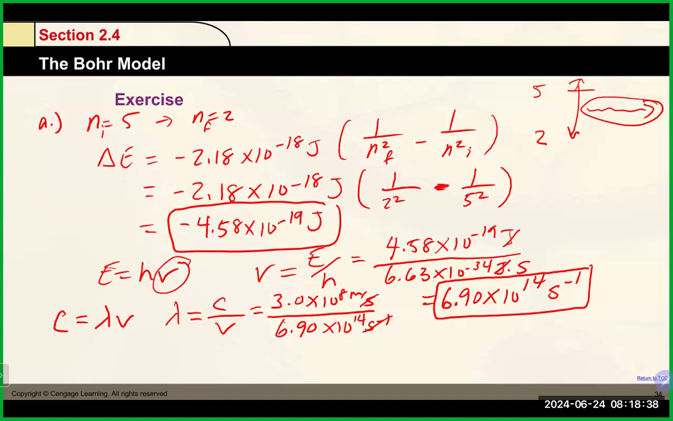Yes, when I divided 4.58 by 6.63, I got 6.91. Because it's 6.9, let me take a look. You might have got the same question or a different question. I actually used the whole number in my calculator rather than the rounded number, and that's probably the difference. On my calculator, it was 6.904 times 10 to the 14. Either one would be fine. I just continue with the whole number.